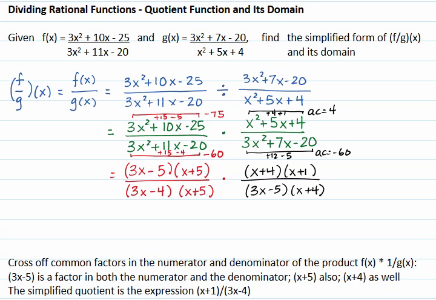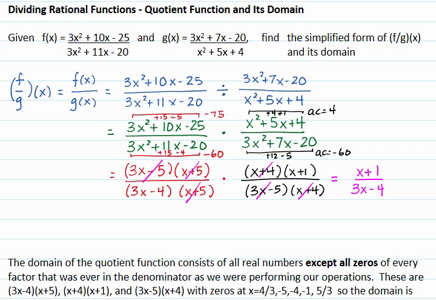We cross off common factors in the numerator and the denominator of the product f of x times the reciprocal of g of x. 3x minus 5 is in common in the numerator and the denominator. x plus 5 is in common, and so is x plus 4. The simplified form of the quotient f over g of x is x plus 1 over 3x minus 4.